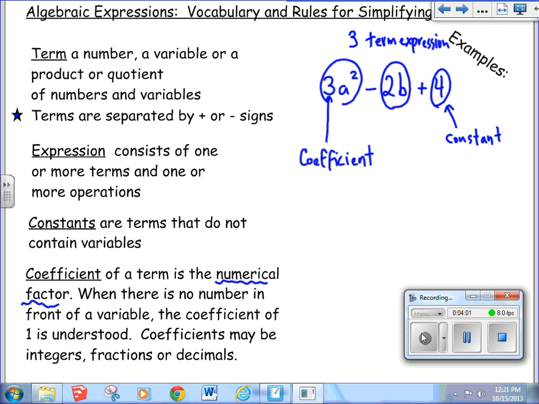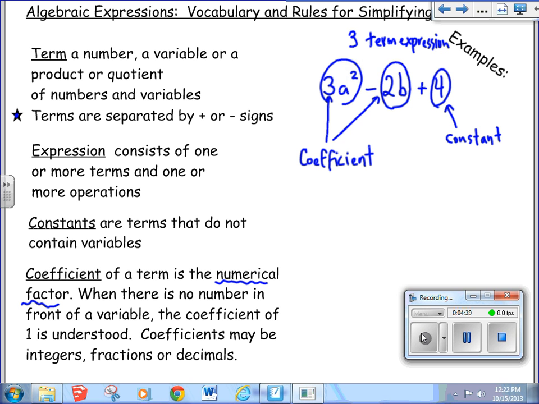What about the second term? Is there a coefficient on the second term? What is it? Be careful. They put down their hands if I say be careful. Robbie? What's the numerical factor? The 2. And is this 2 a positive or negative 2 technically? It's negative, right? Because this is being subtracted here. So the numerical portions are the coefficients. Term, expression, constant, coefficient.